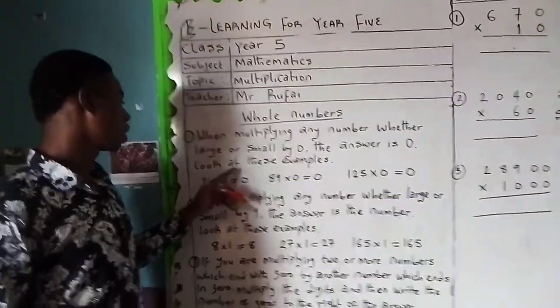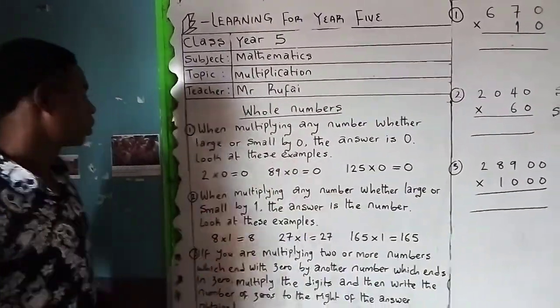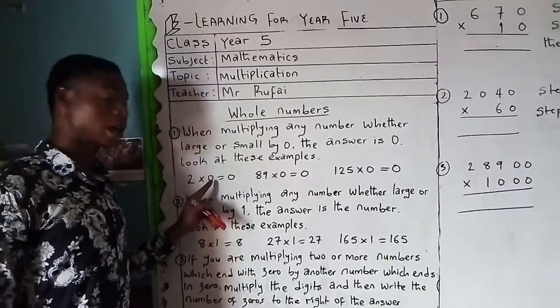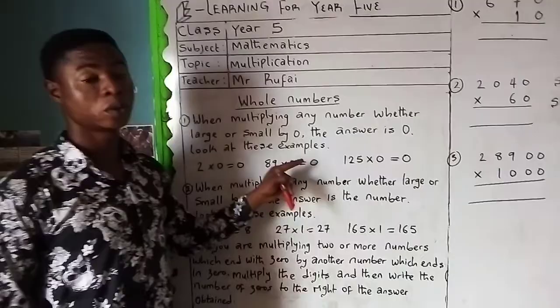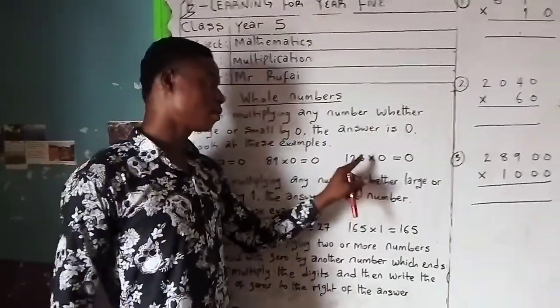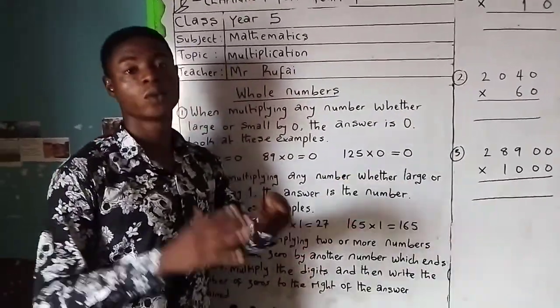Then, take a look at this example here. When you have 2 multiplied by 0, it gives you 0. Then 89 multiplied by 0 gives you 0. 125 multiplied by 0 still gives you 0.